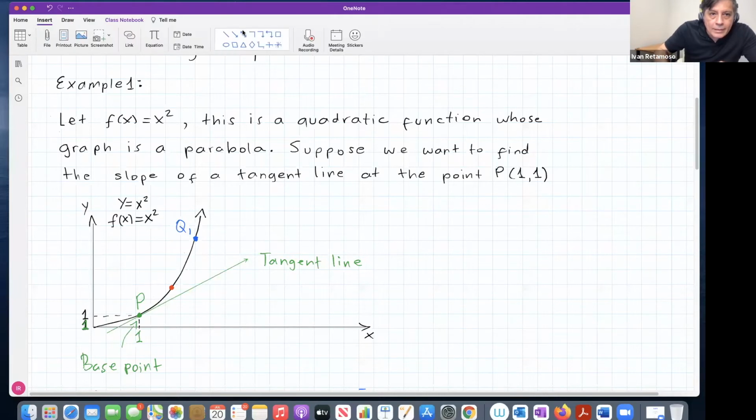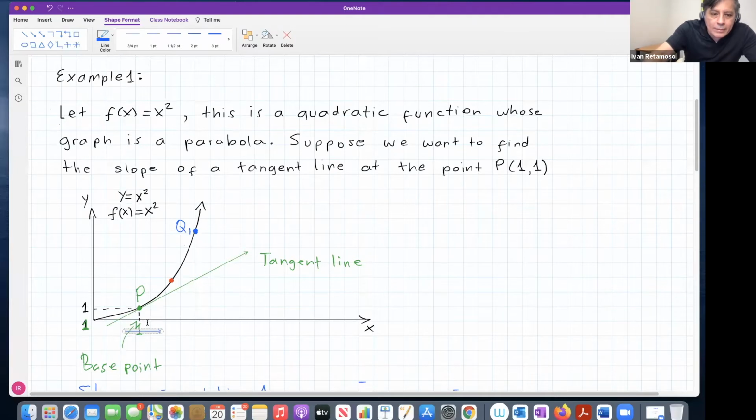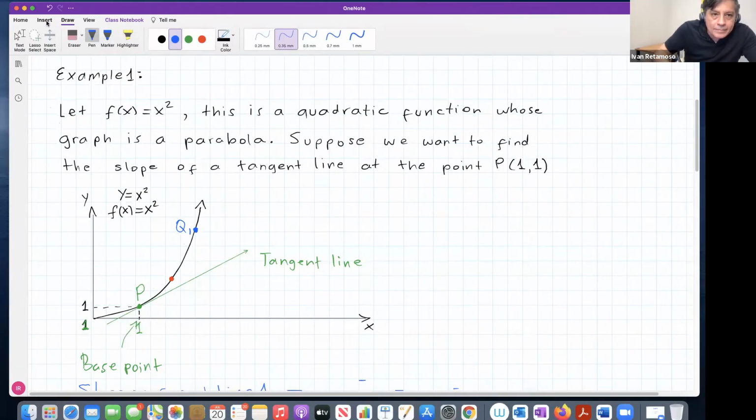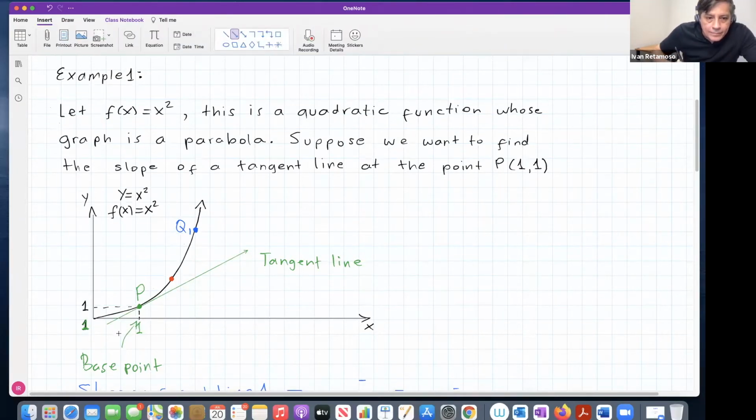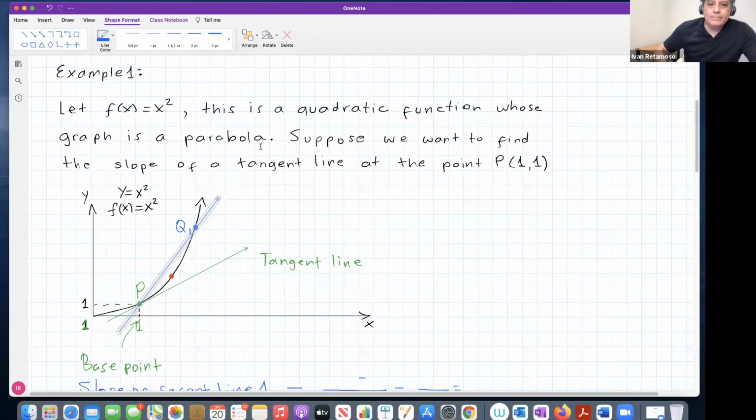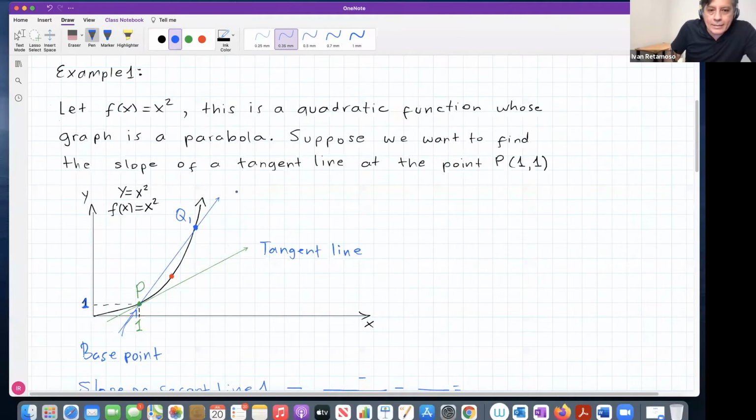Draw a secant line there, and this should be your starting point. Your starting point is a secant line. All right, there we go. This looks good. Secant line, right? And since we're going to do this several times, let's call it secant line 1.